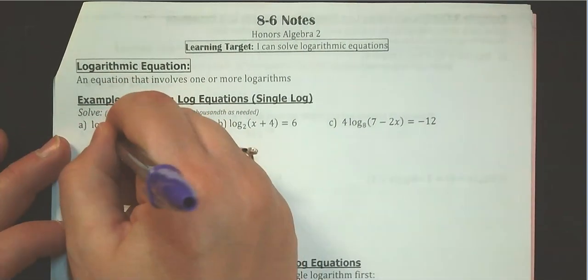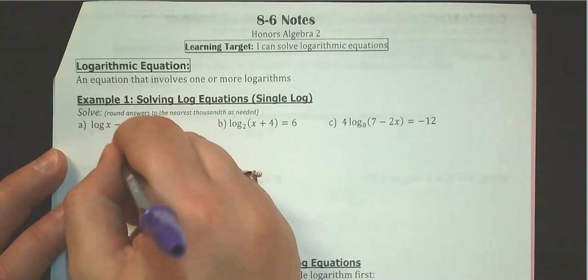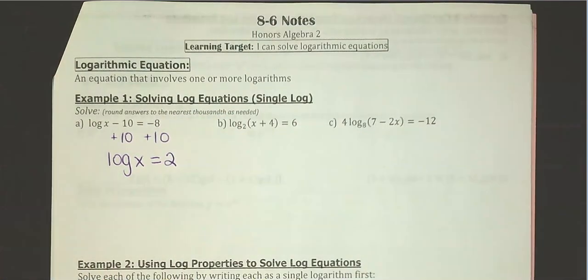So first thing I'm going to do here, there's no parentheses. It doesn't say like log of x plus 10 in parentheses. So the plus 10 is to the side, so we're just going to move that. So this would just end up being log of x equals 2. Okay, does anybody remember what the subscript is if they don't have a subscript? 10. Okay, so this is called a common logarithm.